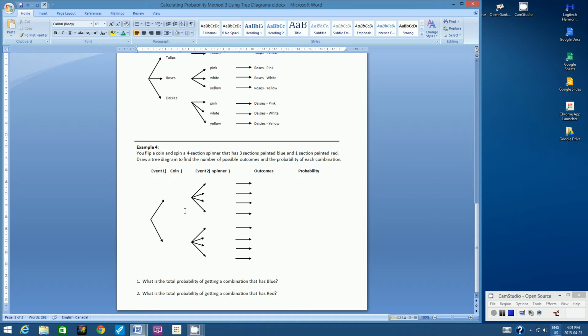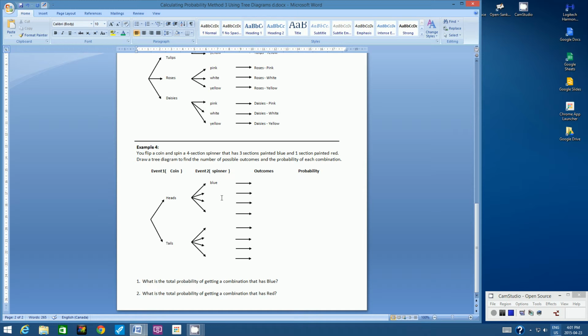Okay, so let's fill in some information here. So when we flip a coin, what are the 2 outcomes? Well, we can get heads, or we can get tails. So that takes care of event 1, the coin flip. We have 2 options, heads or tails, 2 possible outcomes. Now when we go to event 2, the spinner, remember what the spinner looked like? It had 3 sections of blue and 1 section of red. So what is the first possible outcome? Well, the first possible outcome is we land on blue.